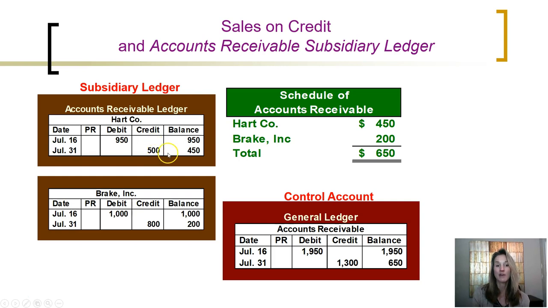Hart paid us $500, bringing Hart's amount owed down to $450. Break paid $800, bringing the amount owed by Break down to $200. The total of the customer account balances in the subsidiary ledger are $650, which agrees with the balance in the accounts receivable controlling account in the general ledger.